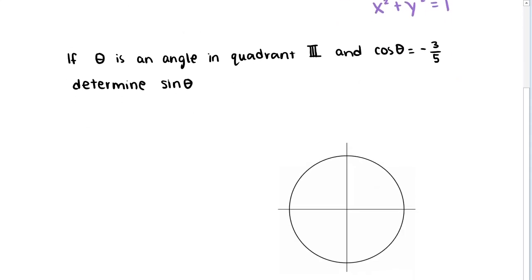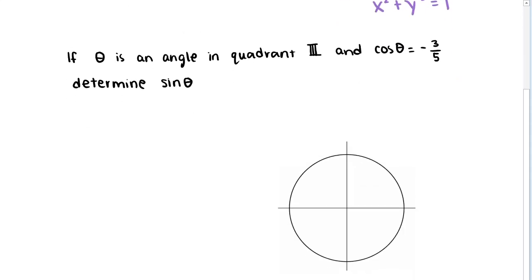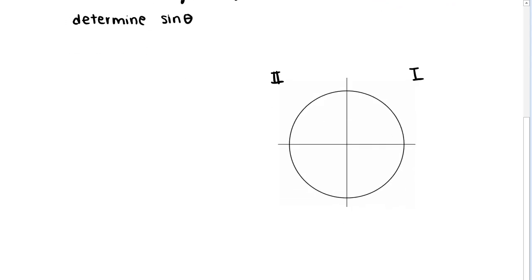So here this problem says, if theta is an angle in quadrant 3, and cosine of theta is equal to negative 3 over 5, determine sine of theta. So recall that we can break up our coordinate plane into quadrants, and usually they're labeled in counterclockwise order, right? Quadrant 1 in the top right, quadrant 2 in the top left, 3 in the bottom left, and 4 in the bottom right. So we're saying that this angle theta falls in this quadrant 3.